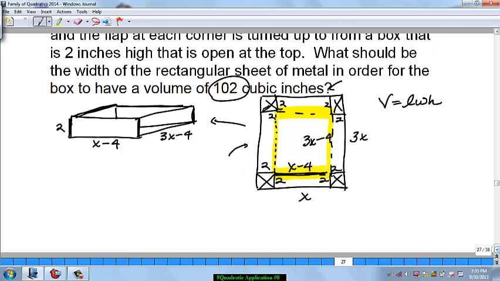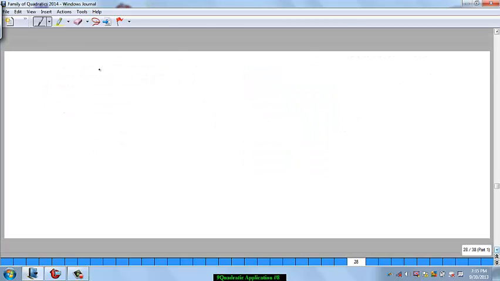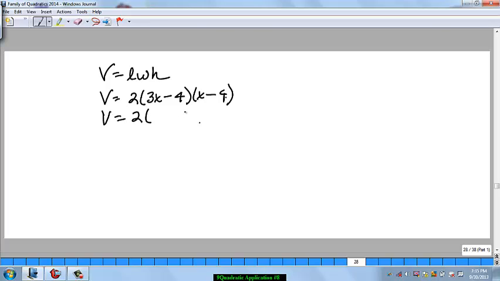So now we can actually come up with a formula. I'm going to move this down a little bit so I can have more white space to draw. Here's my volume: length times width times height. So the height is 2, times the length times the width. And we know the volume has to be 102. I am going to multiply this all out first before I put the 102 there. I can multiply these two together. So I have 3x squared minus 12x minus 4x plus 16. So now the volume is 2 times 3x squared minus 16x plus 16.